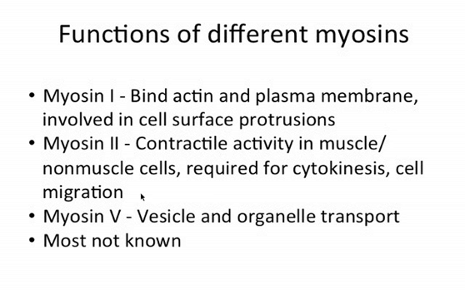So myosin 1 binds to actin in the plasma membrane and is involved in cell surface protrusions. So it is most likely to be involved in cell movement. Myosin 2 is a contractile activity in muscle and non-muscle cells, and it's also the same myosin required for cytokinesis, right? Does cytokinesis only happen in muscle cells? Right. And cell migration. Myosin 5 is involved in vesicle and organelle transport. And a lot of them, the functions are not even known.